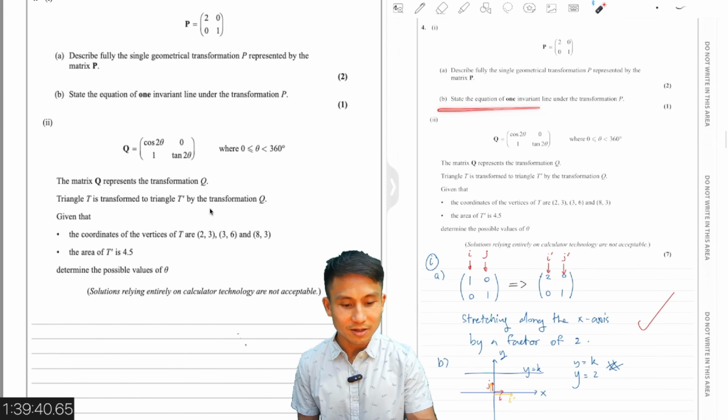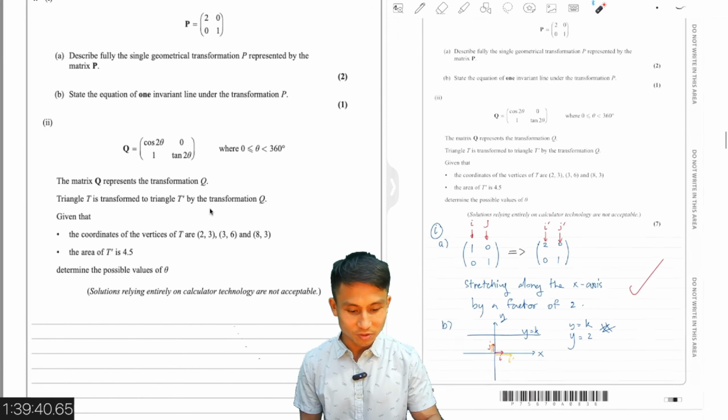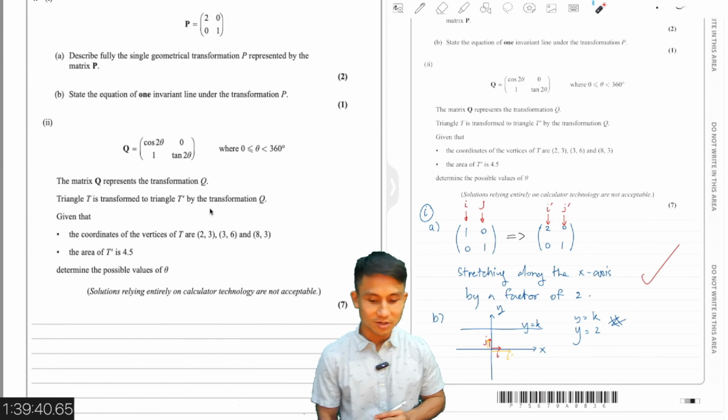I think the invariant thing for B is also important here. Yeah, you need to know that, right?